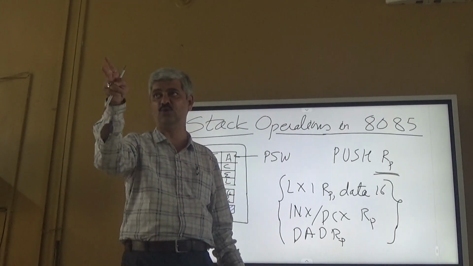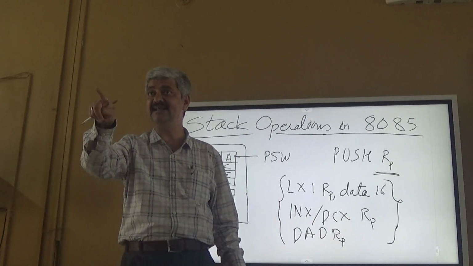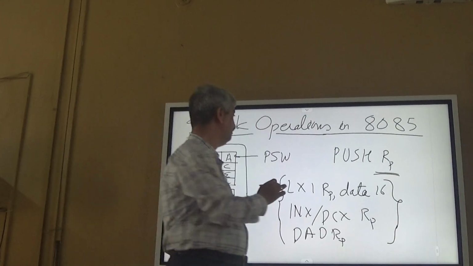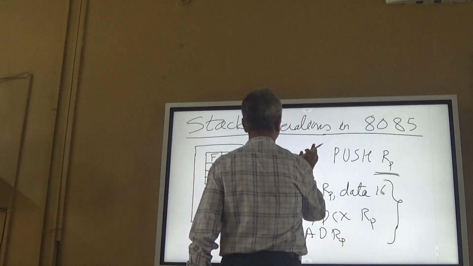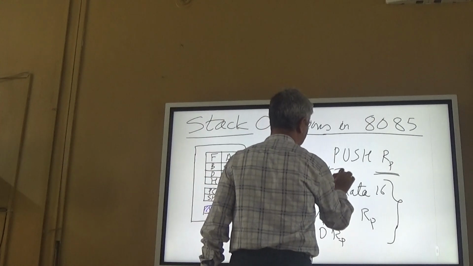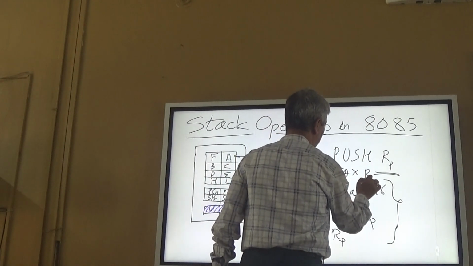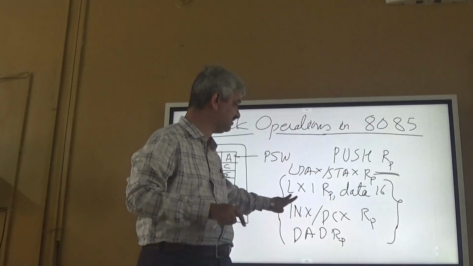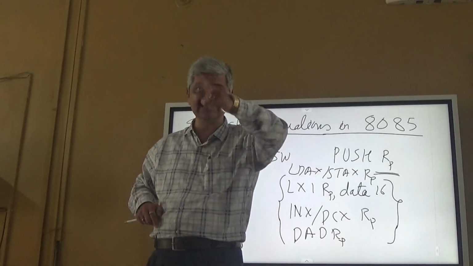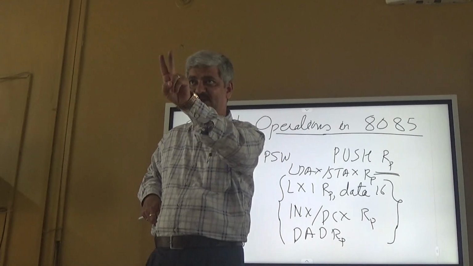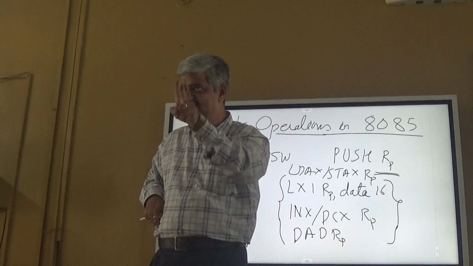There are 2 more, somebody told. What are those? LDAX and STAX. But for those, what are the register pairs? There are 2 more called LDAX and STAX using RP. In that case, only BC and DE, not even HL, not SP. LDAX and STAX also take a register pair, but only 2 are defined for that: BC and DE.